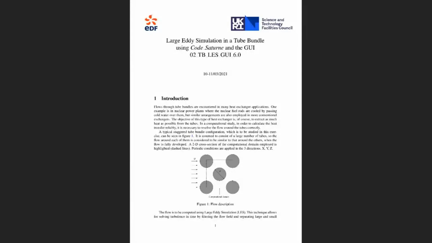So let's move to the next one, which is this one. This is still the flow in a tube bundle, but now we are going to use advanced turbulence modeling for it. This technique is called large eddy simulation. So the mesh is also going to be much bigger. It's going to have 3.5 million cells. It's going to be fully 3D.